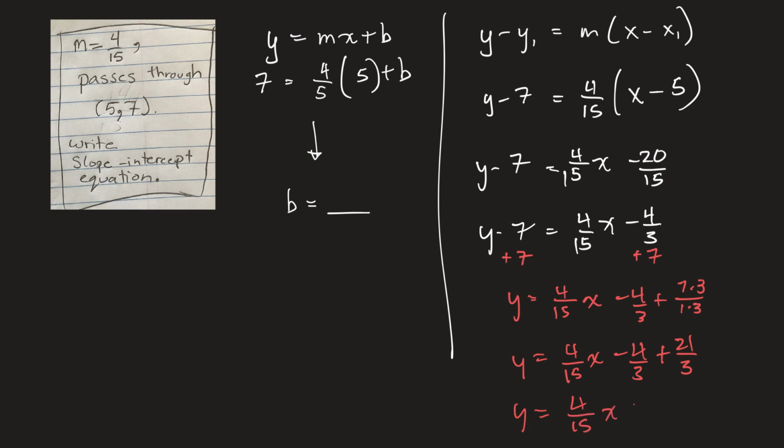If I collect like terms, that'll be a positive 17/3. It's quite easy when you're doing this to forget that negative sign. Or on this side, if you subtract 7, you have to add 7. So it's often easy to make mistakes on those signs.